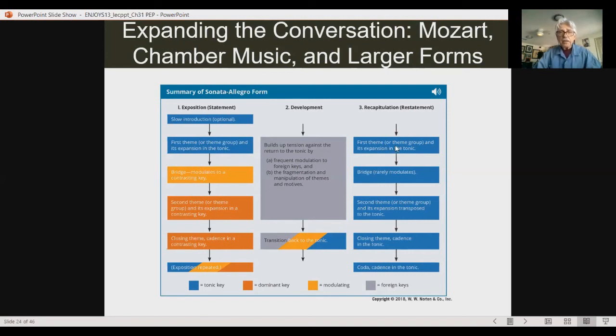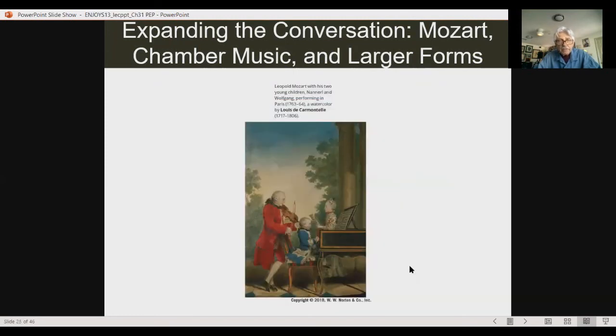and then we'll have the recapitulation, which is not exactly the same thing as the exposition. But we have the first theme, a bridge, but it doesn't modulate. And then we have the second theme in the home key, and then cadence material. Sometimes that is done a second time from the development and the recapitulation. And then sometimes there's a coda, right? The tag on at the end.